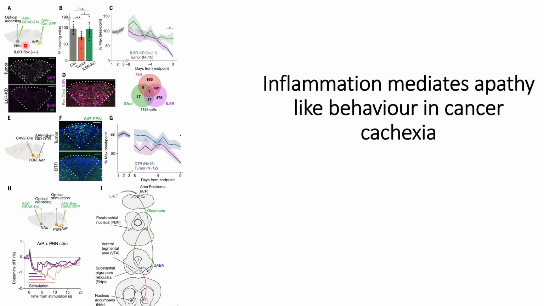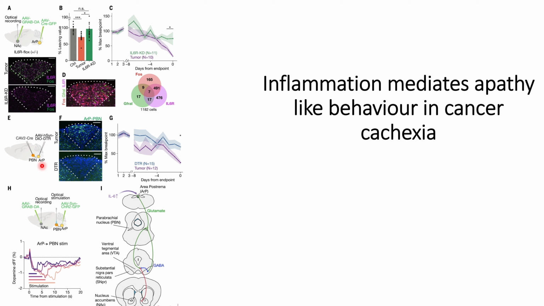So far we have discussed the knockdown of interleukin 6 from the NAC, because when they checked its cell surface expression, they saw that NAC has more interleukin 6 cell surface expression. Next they moved to check the effect of ARP knockdown or PBN knockdown, shown in panel A. In panel E, it is shown in detail.